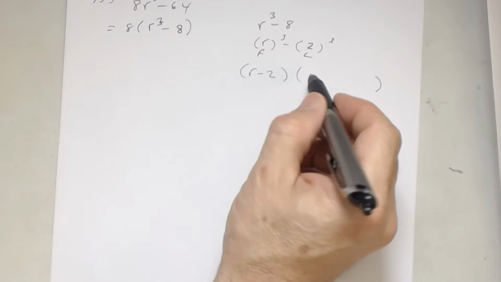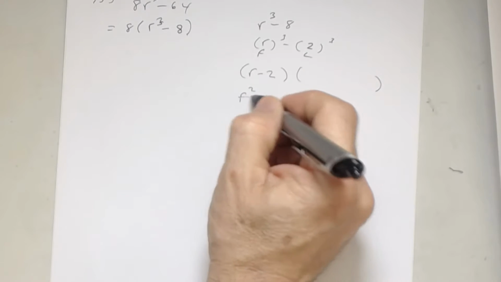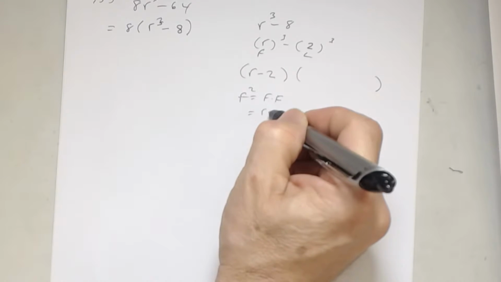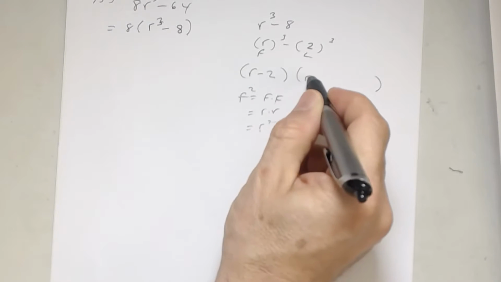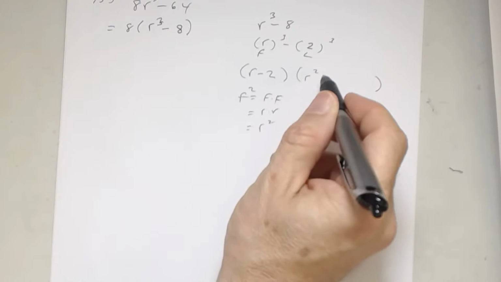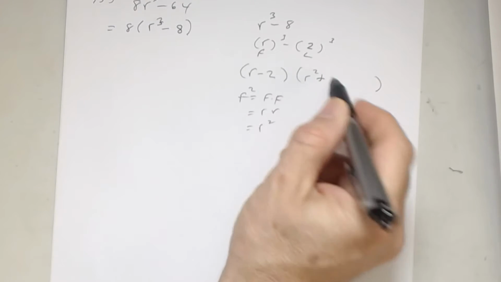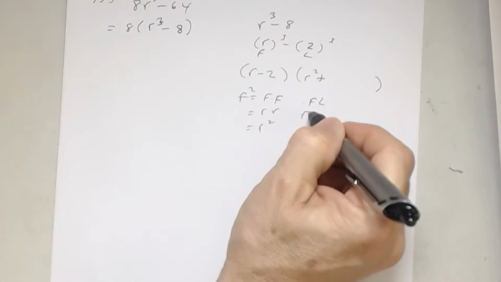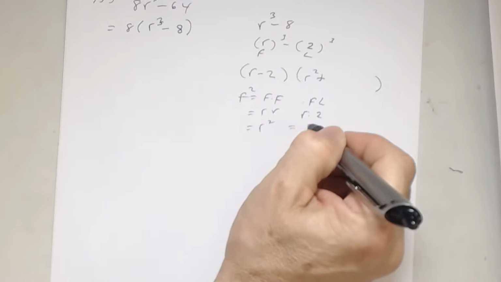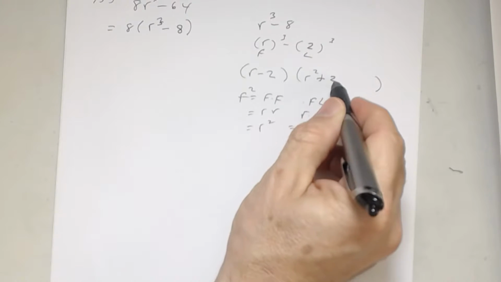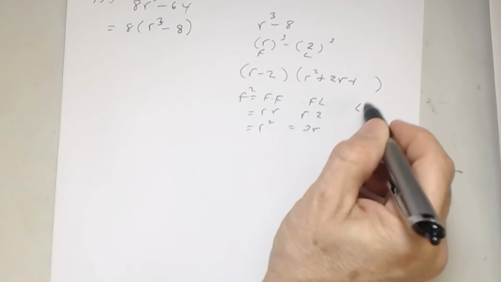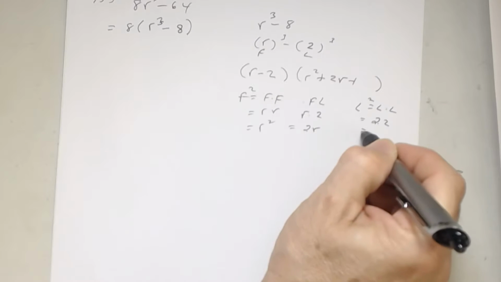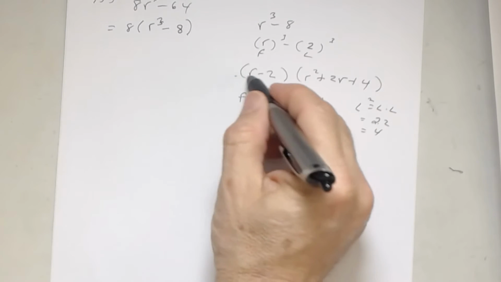Okay, and then the trinomial is F squared. F squared means F times F. What's F in this case? So what's R times R? R squared. Now, is it R squared plus or R squared minus? R squared plus this time. And then the second term is F times L. What's F? What's L? So R times 2 is 2R. And then plus L squared means L times L. What's L? What's 2 times 2? All right, so there's your answer for that.